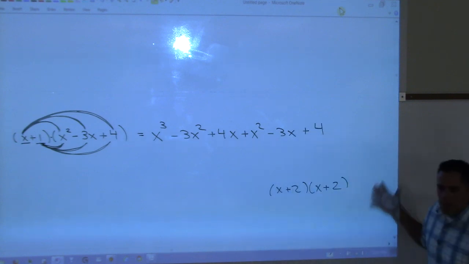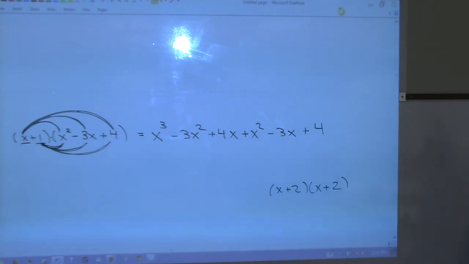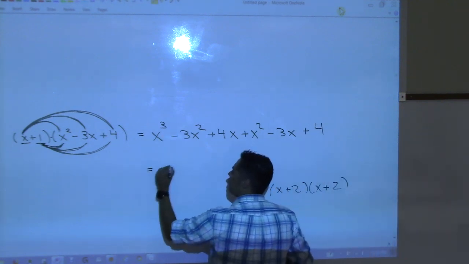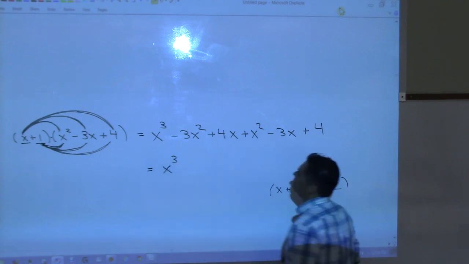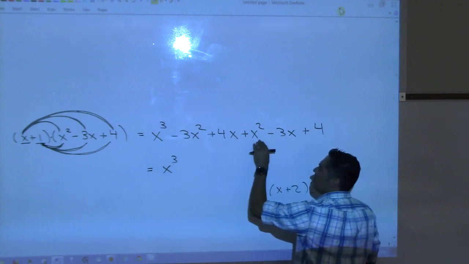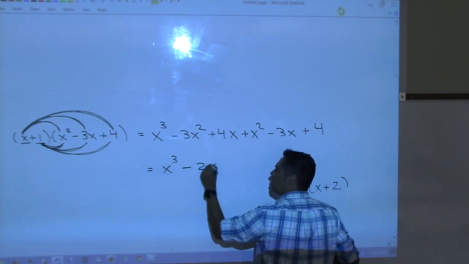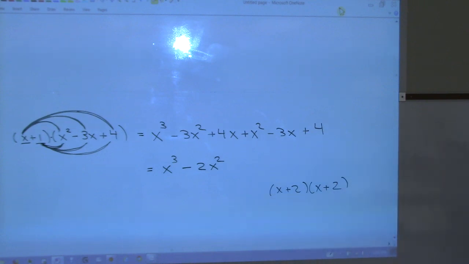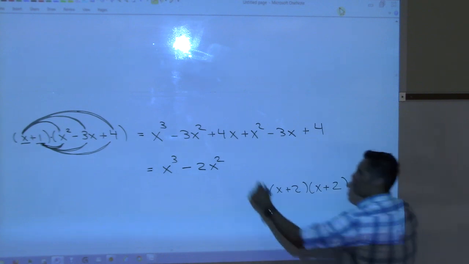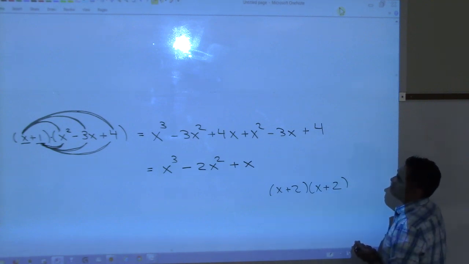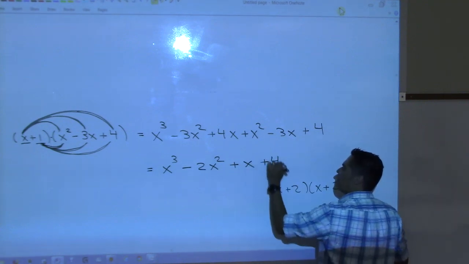And at this point, we collect all of our like terms together. So how many x cubes do we have total? Just one of them? How many x squareds? 2. We have minus 3x squared and plus x squared, so that gives us minus 2x squared. How about x's? We have a 4x, and we're going to take away a 3x, and that should just leave us with 1x. So I'm just going to put x. And then how about just numbers by themselves? Just plus 4. Okay?